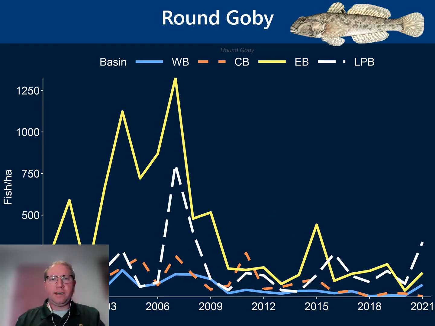Finally, we're now looking at trawl results for the invasive round goby. In 3 of our 4 surveys, we had above average catches in 2021, with Central Basin being the only exception.